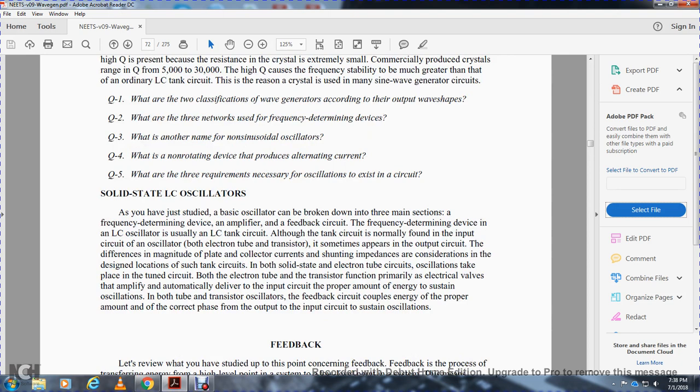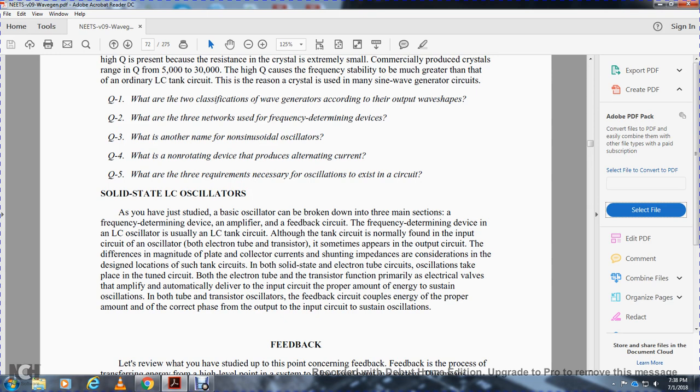Solid-state oscillators. As you've just studied, the basic oscillator can be broken down into three main sections: the frequency determining device, the amplifier, and the feedback circuit. The frequency determining device for LC oscillators is usually the LC tank circuit. Although the tank circuit is normally the input circuit for the oscillator, both electron tubes and transistors sometimes have it in the output circuit. The difference in the magnitude of the plate and collector currents and shunting impedance is a consideration in the design and location of such tank circuits in both solid-state and electron tube circuits.